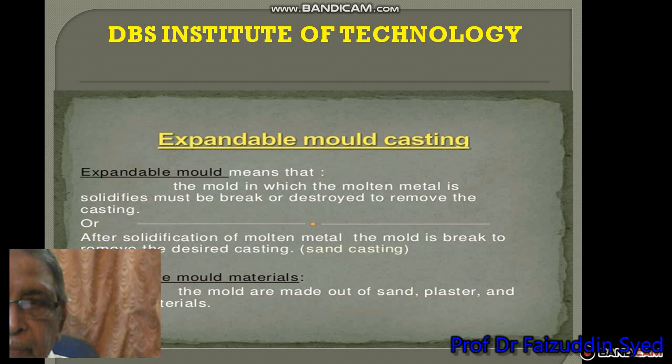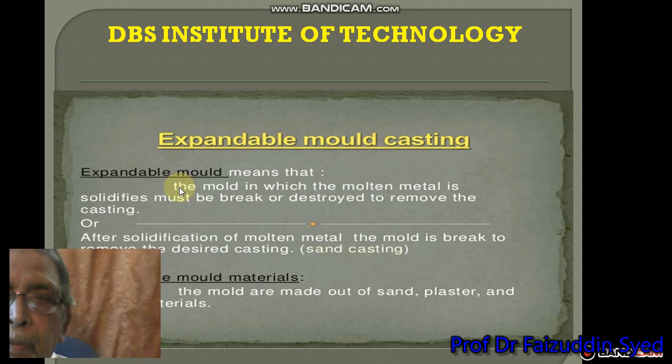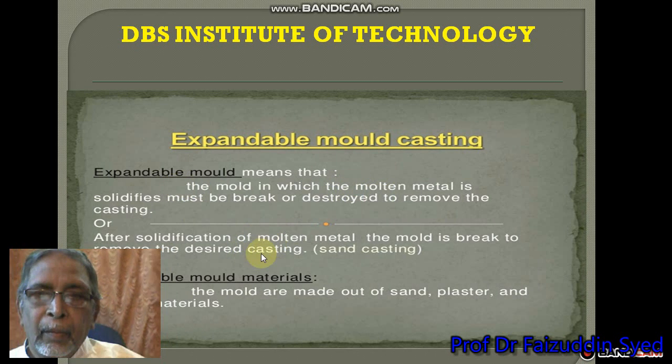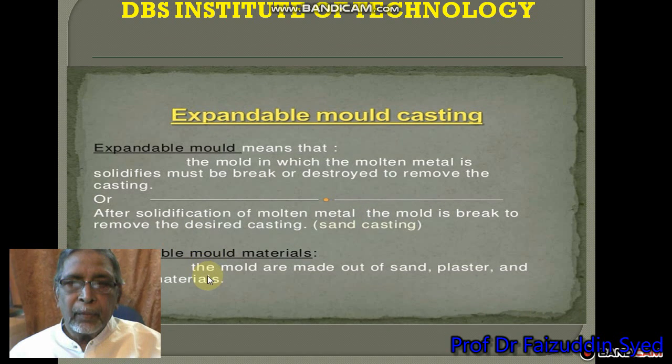Expandable mold casting means the mold in which the molten metal solidifies should be broken or destroyed to remove the casting. That is, after solidification of molten metal, the mold is broken to remove the desired castings. So what material will the expandable mold be made of, that you are going to destroy? The mold is made out of sand, plaster and similar materials.